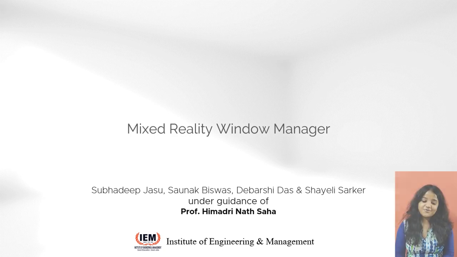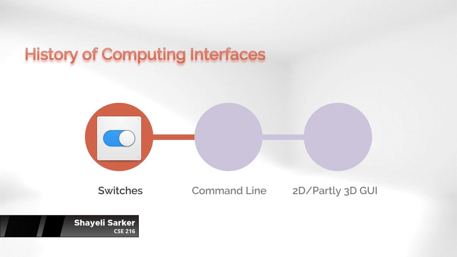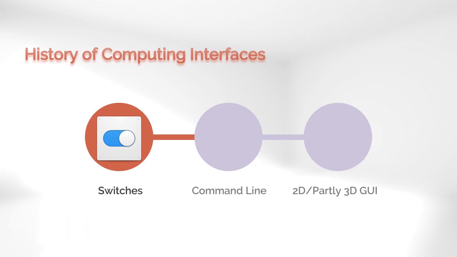Before delving into our project, let us first try to understand how human-computer interaction has been affected by previous generations of computing interfaces. The first one is the hardware switches. Well, what was the problem with the switches that made them almost obsolete? There are limited options and it's not possible to extend them.